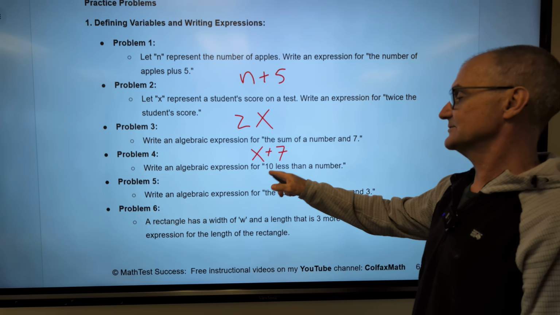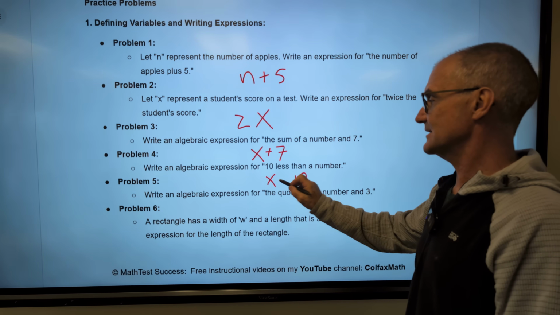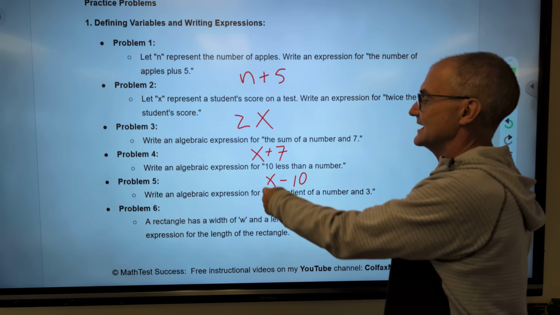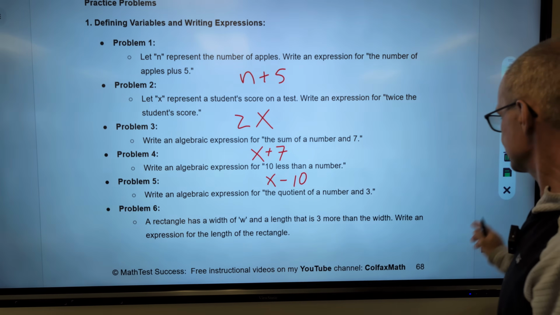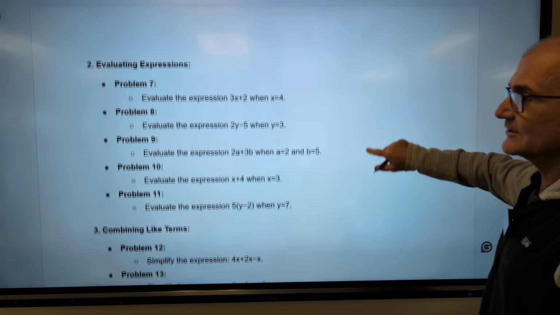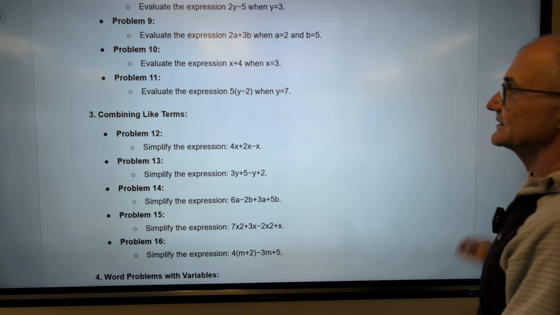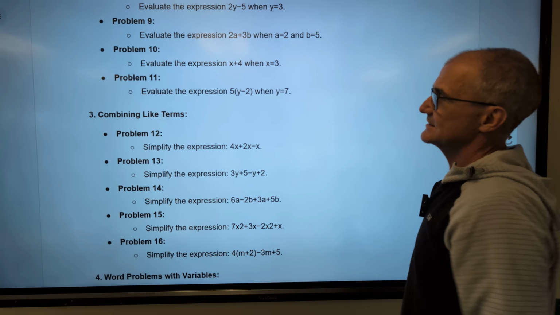Write an algebraic expression 10 less than a number. So whatever that number is, it is 10 less than that number, so subtraction. So that's just some of the vocab words you need to know for converting a sentence into an expression.